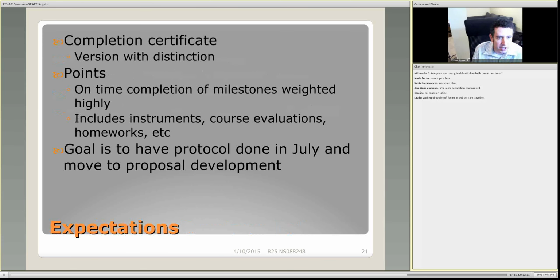So in terms of the expectations, we're asking a lot of you, and there are a lot of things that we want you to accomplish, but we think that accomplishing these things within the milestones that we will set will be a recipe for success in getting your protocol done and then hopefully funded, knowing that there are vagaries of funding.